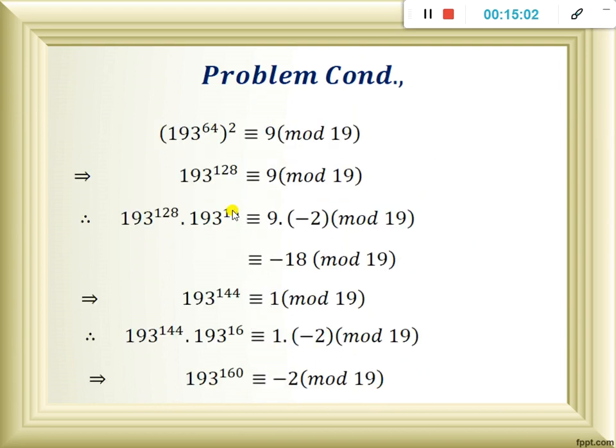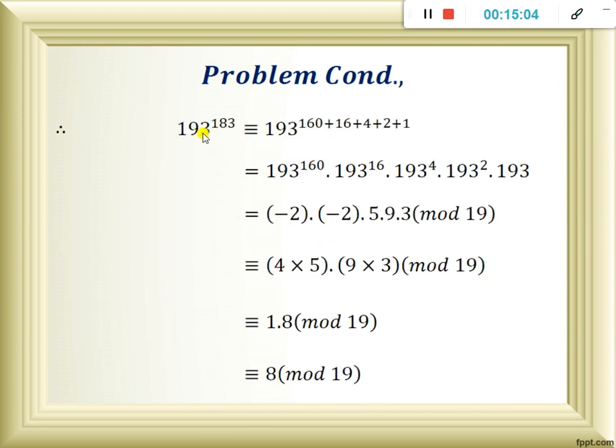Listen, this is the step. 193 power 183 can be written as 193 power 160 plus 16 plus 4 plus 2 plus 1. So the remainder for 193 power 160 is minus 2. The remainder for the second one is minus 2. The remainder for the whole power 4 is equal to 5. For this case it is 9.